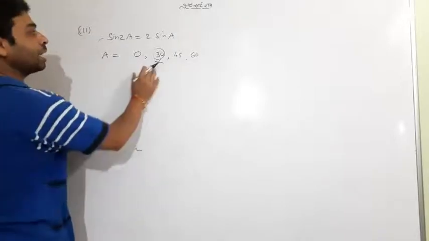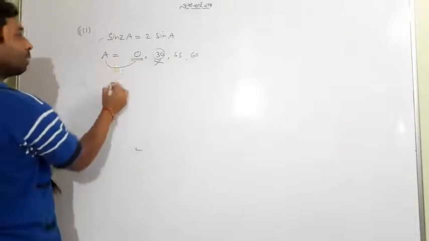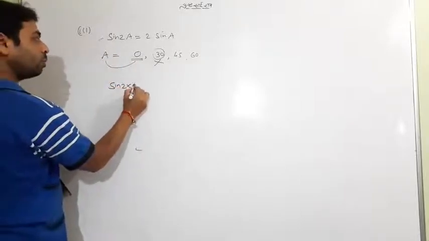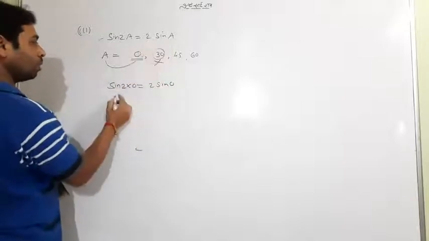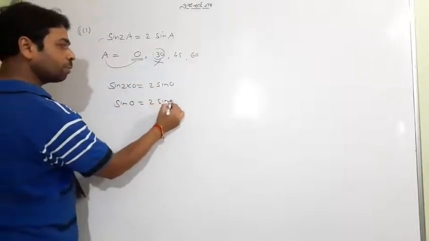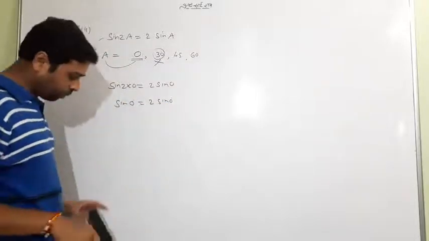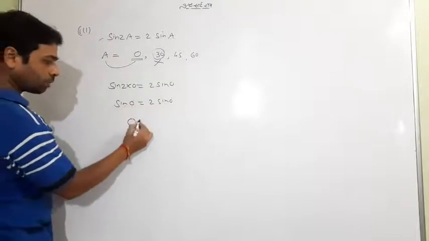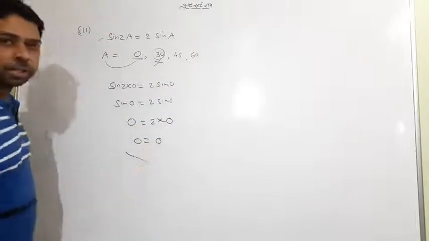Suppose I am thinking that it is a correct answer. So okay, I check a equal to 0. Left hand side: sine 2 into 0; right hand side: 2 into sine 0. Now 2 into 0 is 0. I want to say you can check by the table of the trigonometric values. Sine 0 is itself 0 and sine 0 is itself 0. So is it true? Yes, it is true.